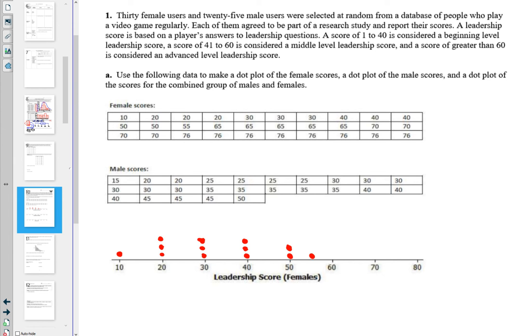How many 65s are there? 4. So in the middle here, 1, 2, 3, 4. Then 70s. How many 70s? Also 4. 1, 2, 3, 4. There's no 75s, but 76 is pretty close to 75. How many 76s are there? Is there 8 of them? Okay, so 1, 2, 3, 4, 5, 6, 7.